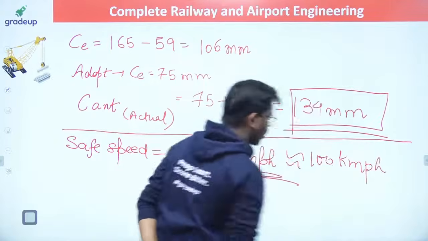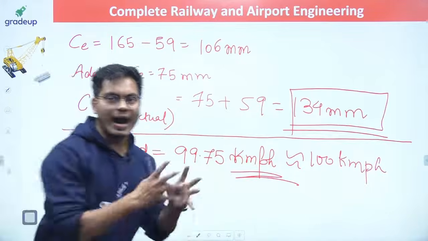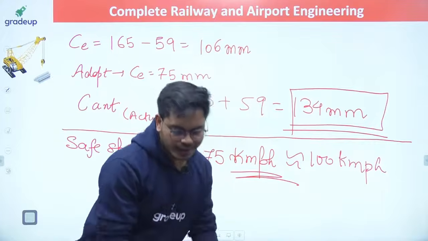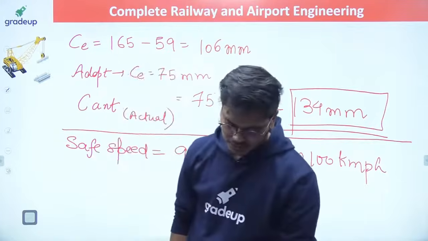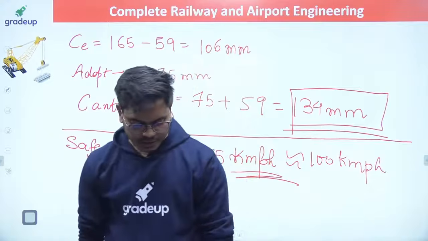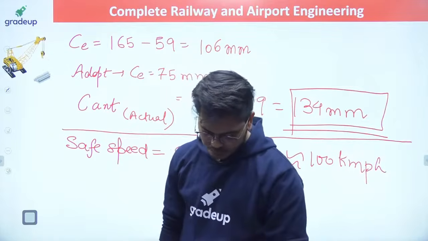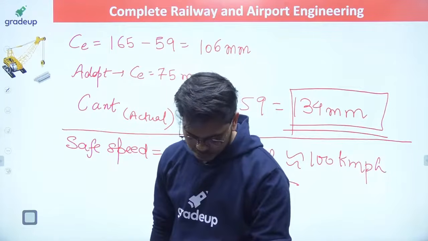The sanctioned speed was 110. So I have to provide 100 kmph as the velocity. 100 kmph as the velocity.